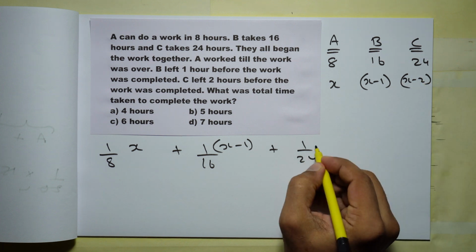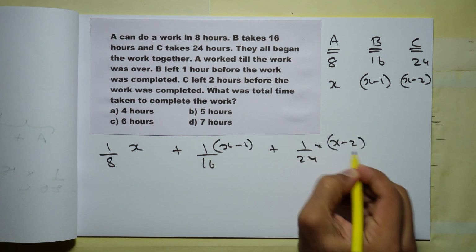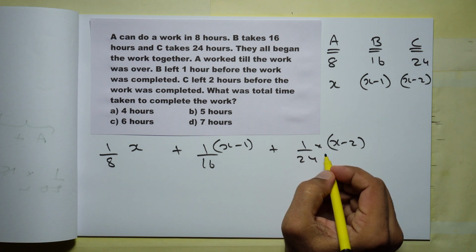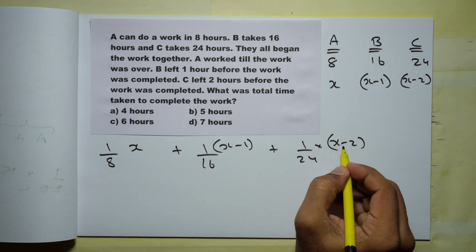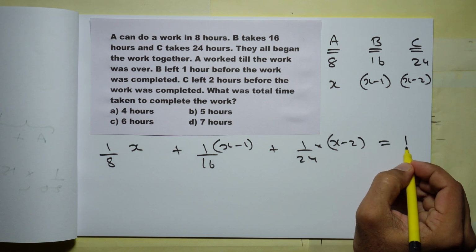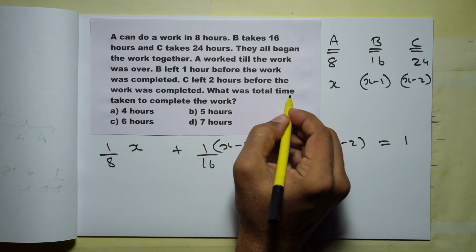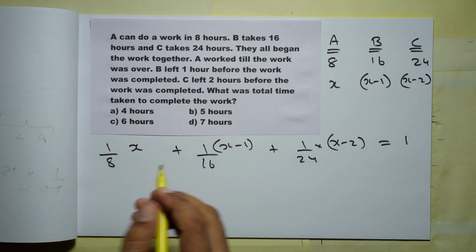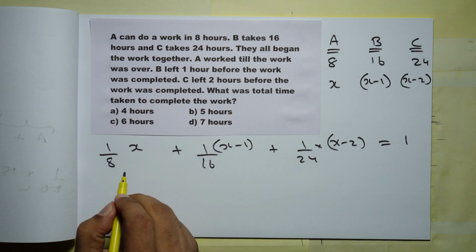Like that, C works for x minus 2 hours. This is a contribution of C, and at the end of x hours, the whole work is completed, which can be considered as 1. Now the question is, what was the total time taken to complete the work? So x is what we need to find out.